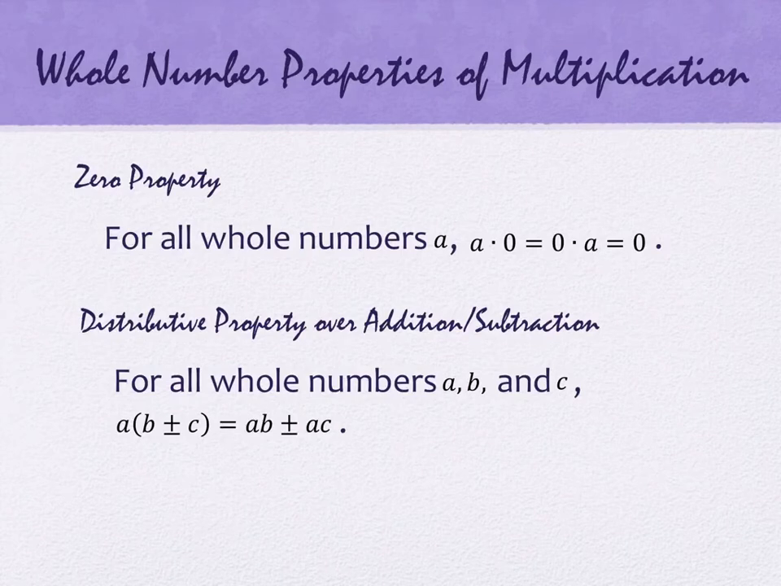Here are 2 new properties. First one is the 0 property. The 0 property says that if I multiply by 0, what do I get? 0. And again, it's commutative. It doesn't matter which side I multiply on. A times 0, 0 times A, still 0.